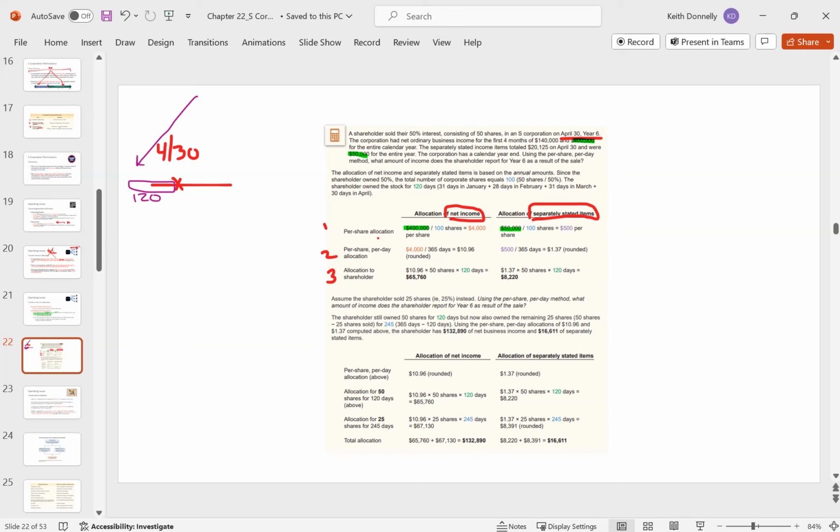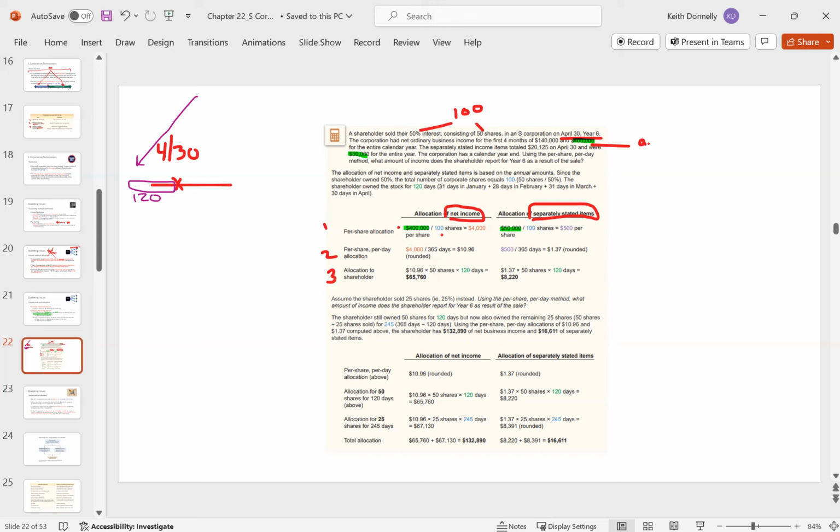So first thing we've got to do is figure out our per share allocation. There was $400,000 of ordinary business income, and we had 100 shares. So 50% interest with 50 shares means there have got to be 100 shares. Then each share has $4,000 of the net income. That's great. Next, that was based on the annual amount, right?